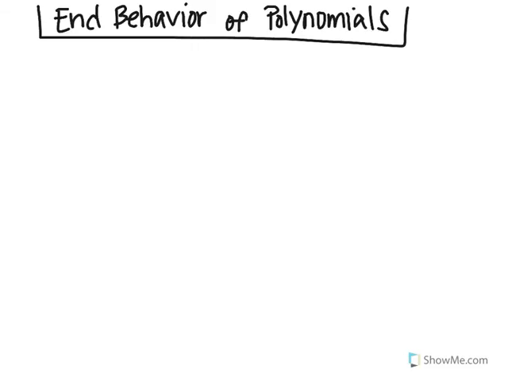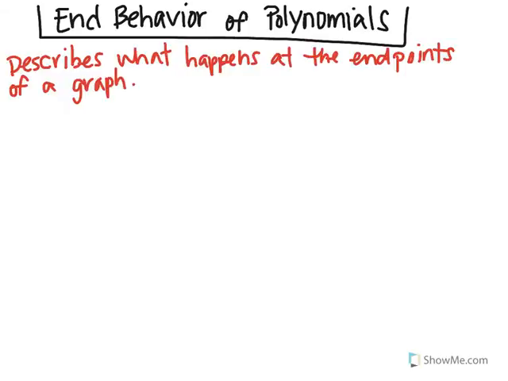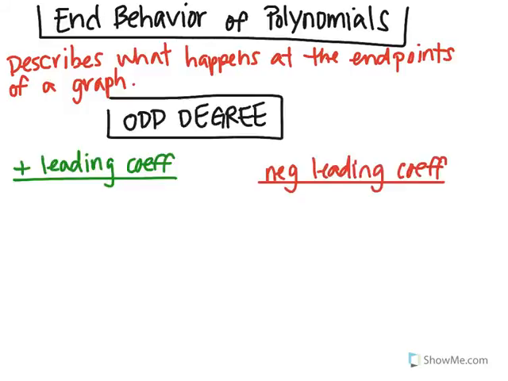So we're going to be talking about the end behavior of polynomials, and basically what that describes is what happens at the endpoints of a graph. So we're going to be looking at the odd degrees, the ones that ended in the opposite directions, and even degrees. So let's start off with odd degrees. So we're going to have positive leading coefficients and negative leading coefficients. And here's what a graph would look like if you had a positive leading coefficient.